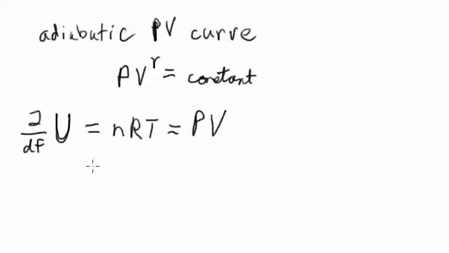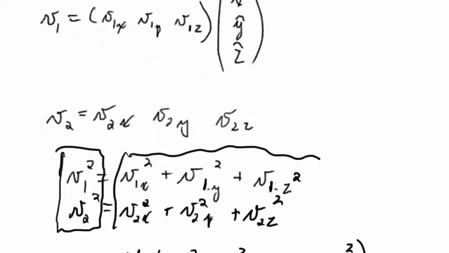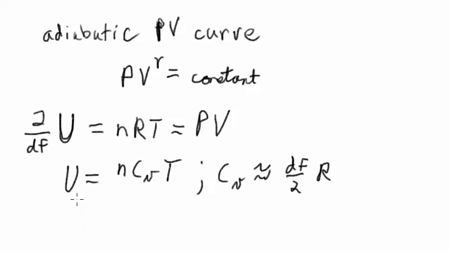Here is how I usually remember the ideal gas law. It has PV equals nRT, but then it has this extra equality that those things are equal to the internal energy, U, times 2 over the degrees of freedom. In a monatomic gas, the degrees of freedom are 3, one for the x-axis, one for the y-axis, and one for the z-axis, as discussed earlier. Of course, you usually see this as U equals n C sub V T, where C sub V is approximately equal to the degrees of freedom over 2 times the ideal gas constant.